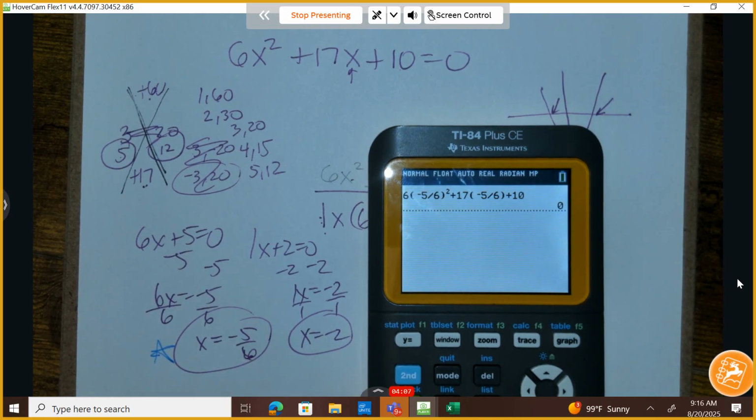I'm going to put a star. I checked it. I'm going to do the exact same thing for negative 2 right now. As a reminder, whenever you substitute in a value, it must go in parentheses. I substituted negative 2. Awesome, it worked.